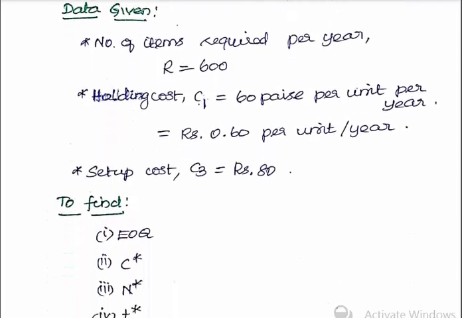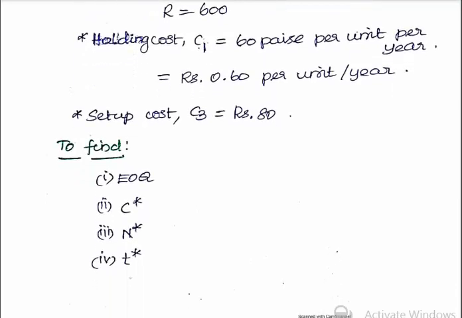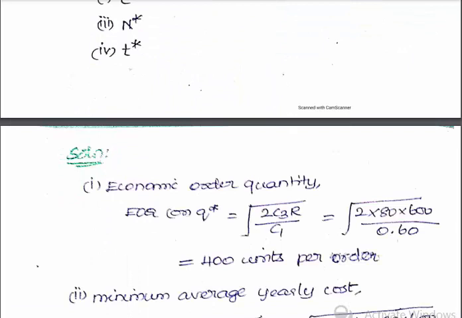It is asked to find out the economic order quantity and the optimal annual carrying cost, then the optimal number of orders per year and the optimal time between two consecutive orders. There are no shortages allowed, so this problem comes under the purchasing model with shortages not allowed, the first model. The formula for economic order quantity for the first model is root of 2 C3 R divided by C1.